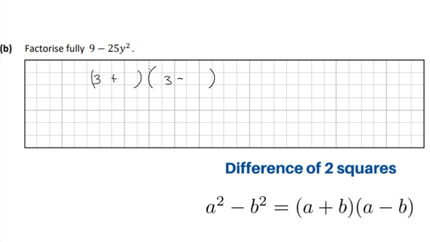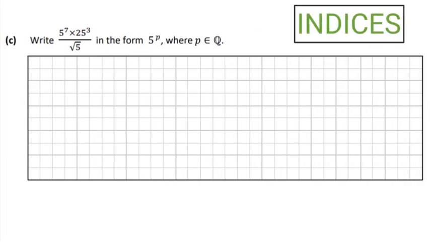So we're nearly there at this stage. All we've got to do now is concentrate on the 25y squared. So we have a number and a letter squared. You can see there the number is 5, you guessed it, and the letter is y. And that's it, factorized.